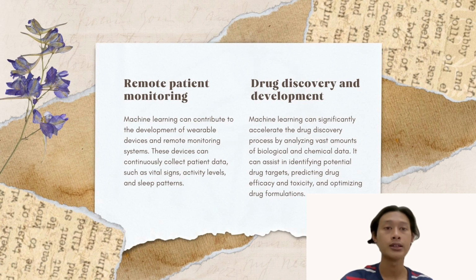And then lastly, fourth is drug discovery and development. Machine learning can significantly accelerate the drug discovery process by analyzing vast amounts of biological and chemical data. It can assist in identifying potential drug targets, predicting drug efficacy and toxicity, and optimizing drug formulations. By enabling more efficient and targeted drug development, machine learning has the potential to revolutionize the pharmaceutical industry and bring new therapies to market faster.